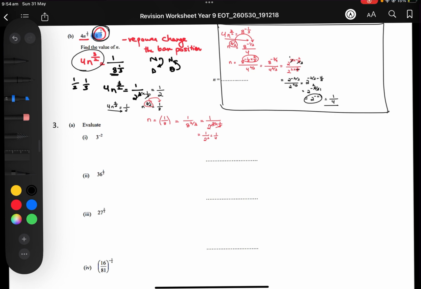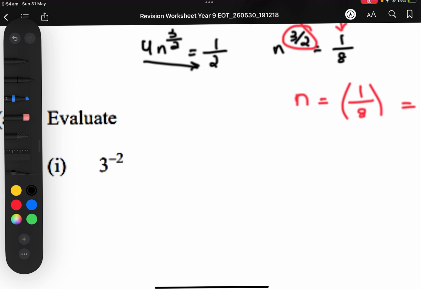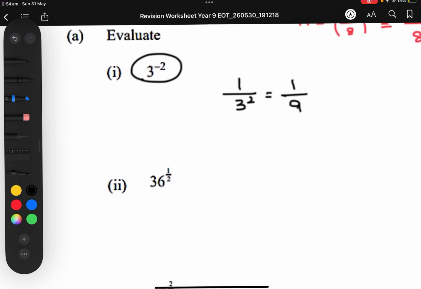Then we have evaluate 3 to the power minus 2 in here. That means minus 2, negative power, means it is not in its position. Send it towards the denominator because this looks like the numerator. So it becomes first of all 1 by 3 square, and that is 1 by 9 is the answer. That's it. 36 to the power 1 by 2. 1 by 2 I told that means root. So root 36, the answer is 6.